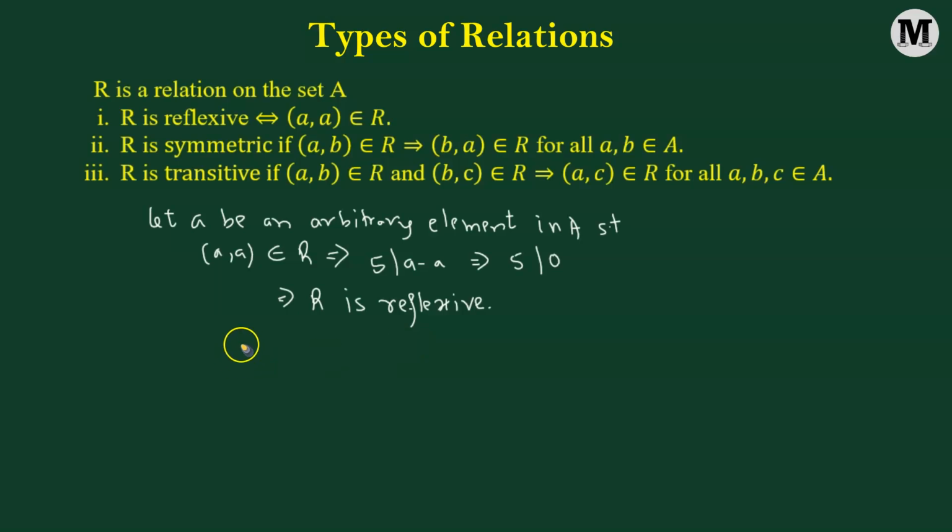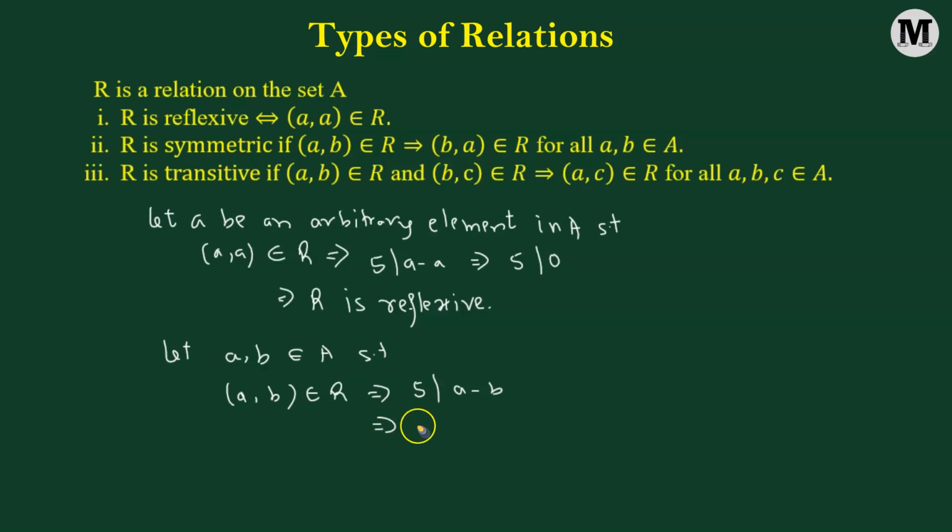Okay, now we'll check whether it is symmetric or not. So that means here we need to start with an ordered pair. So let's say we have the two elements a and b. So let a and b belong to the set A such that if we consider the ordered pair (a, b) belonging to the relation R, then this must imply that 5 divides a minus b. That is the definition of the relation that's given to us.